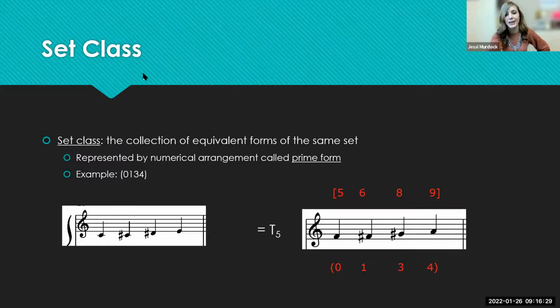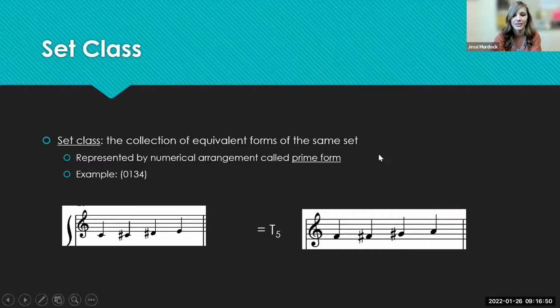Now, you can only find the prime form if you've already figured out the normal order. You have to get it in its smallest span in ascending order in order to be able to find its prime form. Next, we're going to clear those drawings before I go to my next slide.